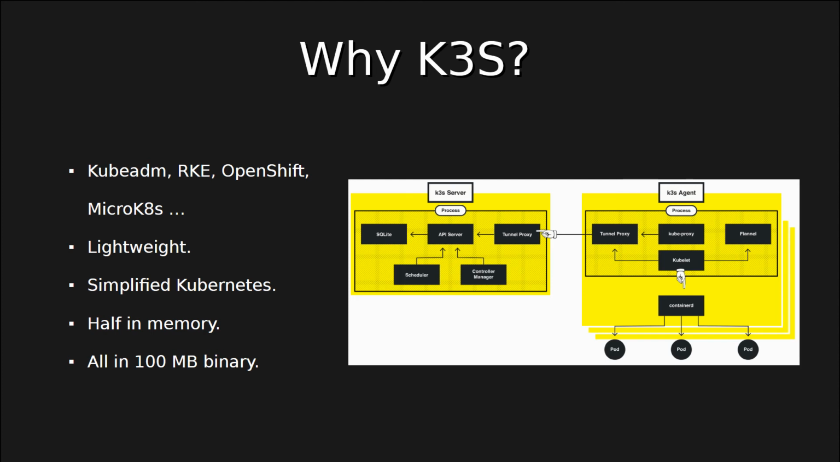We have multiple options like the official kubeadm tool, or Rancher's Kubernetes engine called RKE, or OpenShift by Red Hat, or MicroK8s by Canonical. But OpenShift or the official Kubernetes cluster requires so much CPU power and memory, and that is why we look into the lightweight flavors. One of them is K3S, which is just a simplified Kubernetes, but it uses half the memory of the official Kubernetes cluster, and it comes as a binary file of less than 100 megabytes. That is why K3S is one of the best choices for using Kubernetes on an ARM machine like Raspberry Pi.